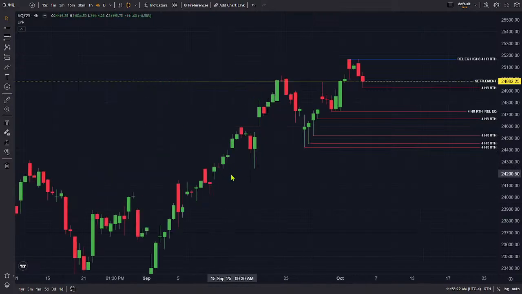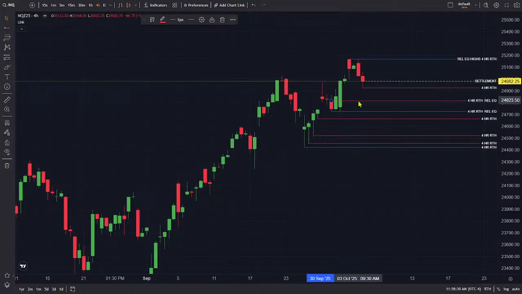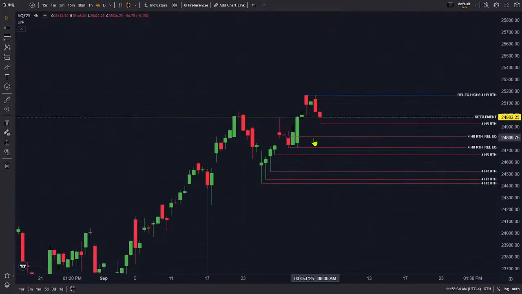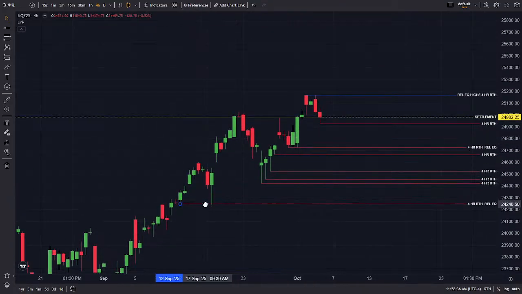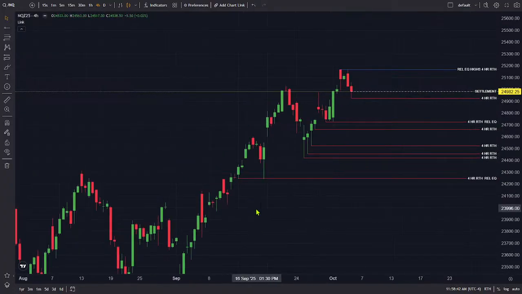These two are relative equal lows as well. So I would mark those. If we start offering lower, which I've been thinking we're going to every week, but so far we have not. But if we do start offering lower, it's going to be areas like this that the price targets. Okay, so we have a substantial number of those marked.